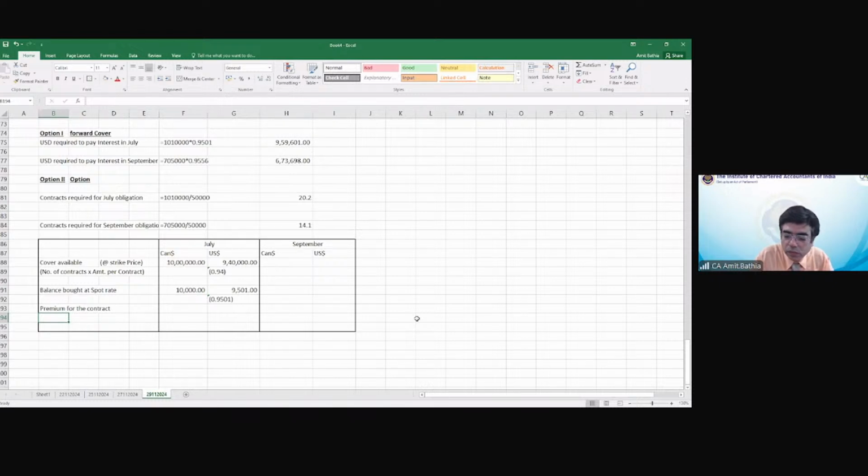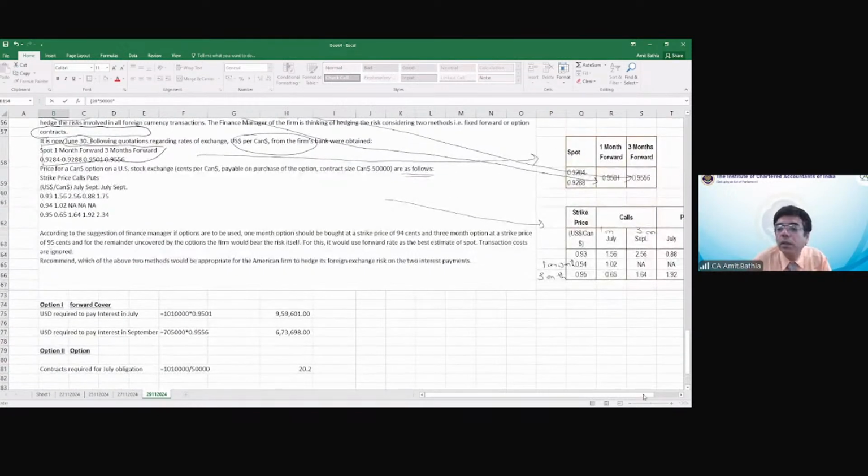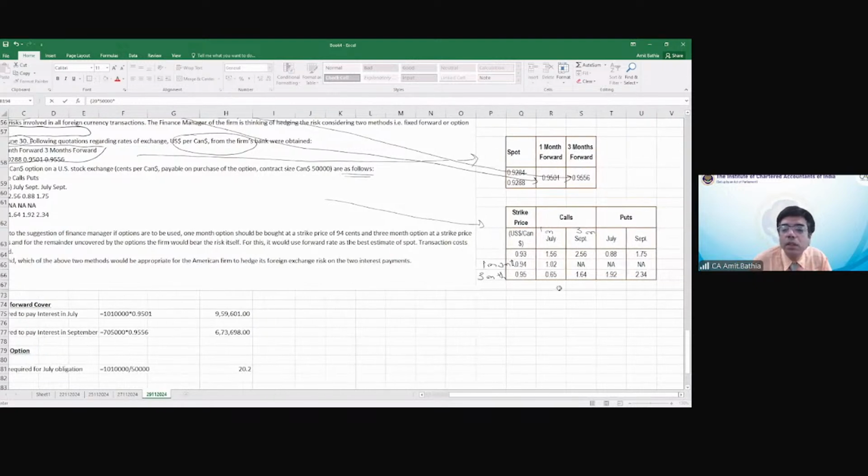20 contracts. So I have 20 contracts with each contract being of $50,000. And what is the premium I have to pay? Please pay attention over here. What is the premium that I have to pay? 1.02. Is this 1.02?